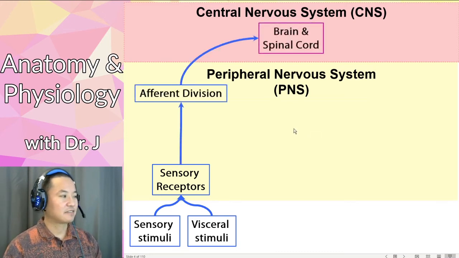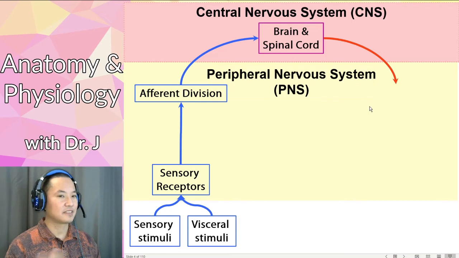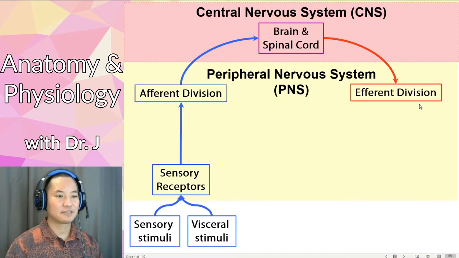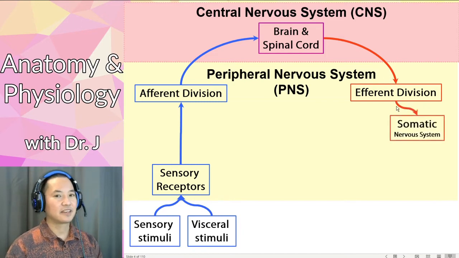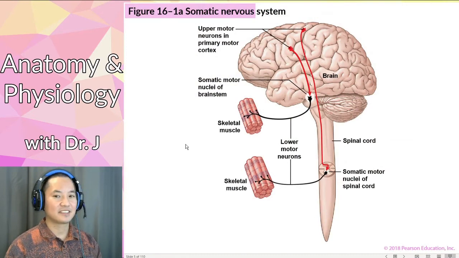And then you have the afferent division, or "ahfferent" if you want to make it not sound like efferent, but again, A goes before E, right? So you have your afferent fibers leading to your central nervous system, and from the central nervous system, you have the efferent division and the efferent fibers. And then we cover the somatic nervous system. What is that in a nutshell?